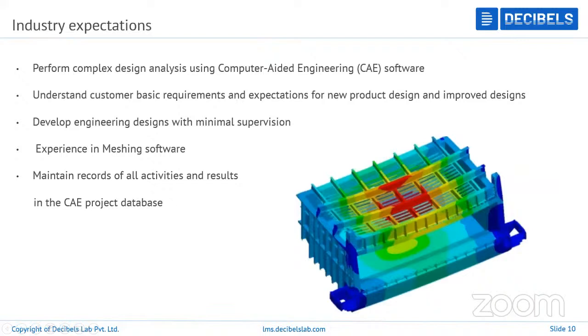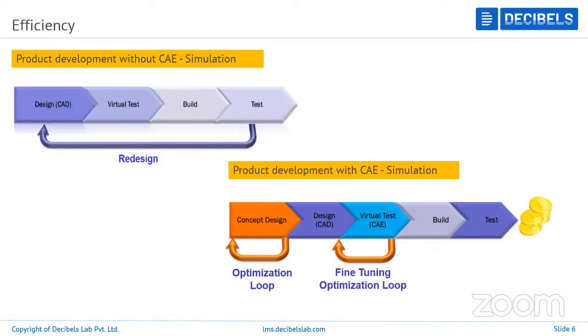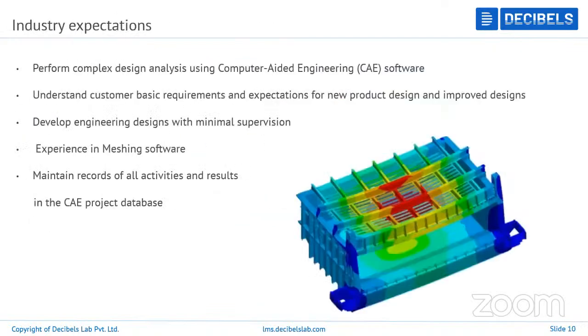Next, what the industry is expecting from the CAE person. As we discussed, the machine part, the job roles, and why the CAE industry is required. Those we have discussed. Now next comes what the industry is expecting from any CAE engineer. Once you get placed in any company, the industry is also expecting something from an analyst or an engineer.